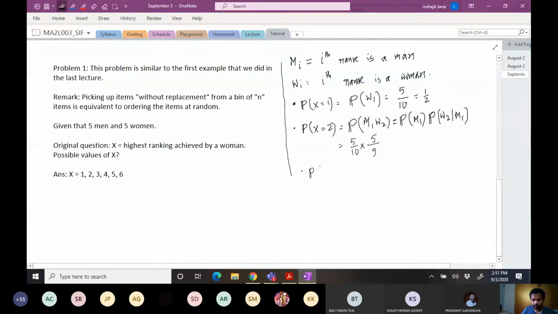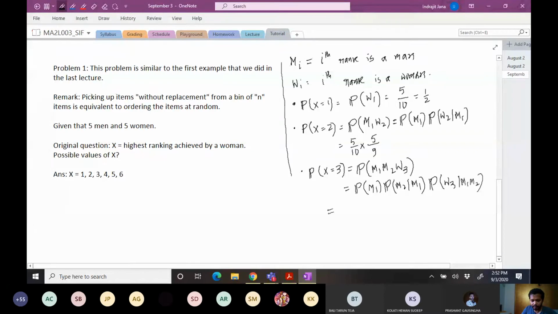So probability x is equal to 3 is the probability that the first rank holder is a man, the second rank holder is a man, and the topmost woman rank holder is the third rank holder, which is W3. So again, if I split it up using the law of the product of probabilities, it's going to be probability of M1 times probability of M2 given M1 times probability of W3 given M1 and M2.